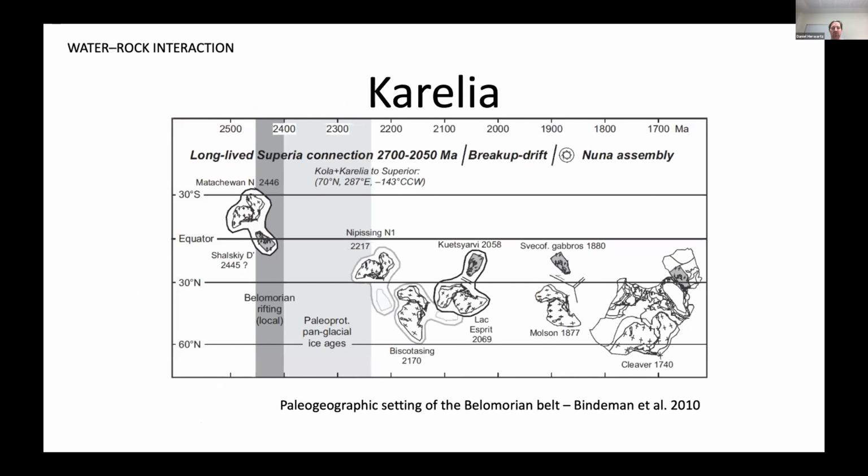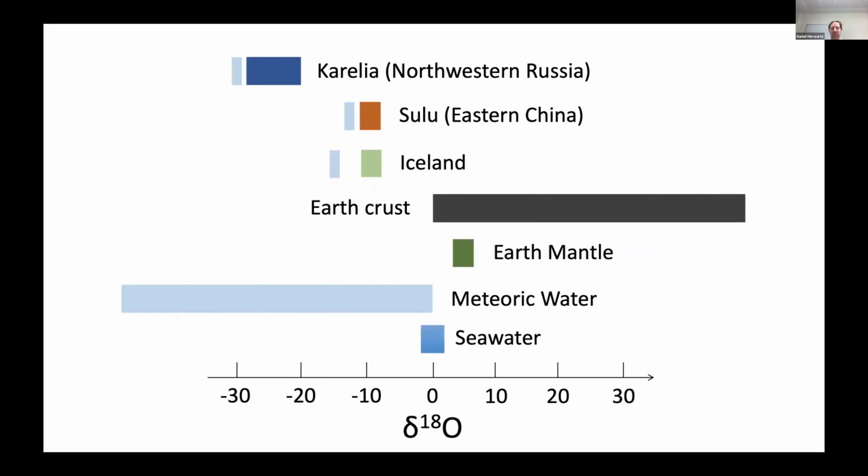Both Karelia and the Sulu are reported to be in tropical to subtropical positions at the time of water-rock interaction. So this is really surprising that the delta 18O is so low. One of the problems, if you only look at delta 18O, is that we can infer the oxygen isotopic composition of the water, but we can only tell an upper limit. So we can say the delta 18O was at -30 per mil for Karelia, but it may have been lower as well.